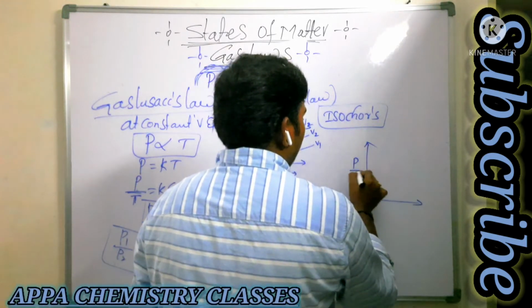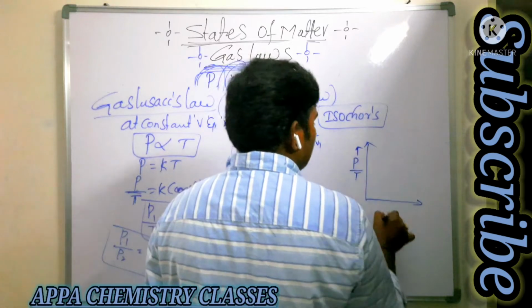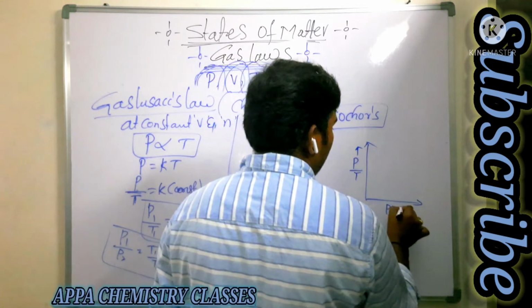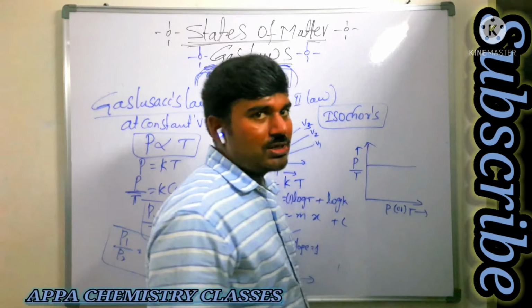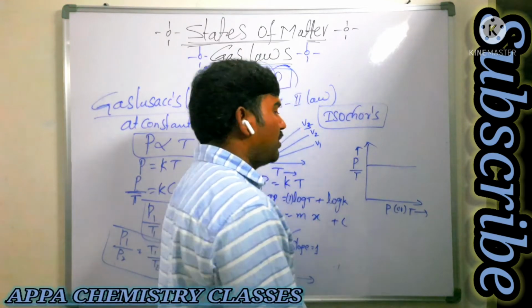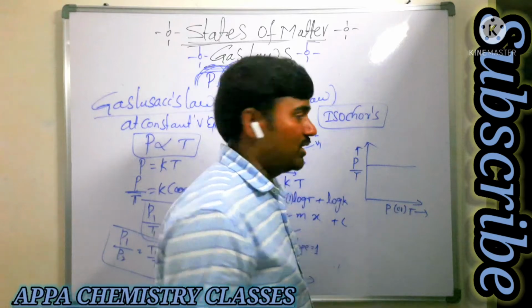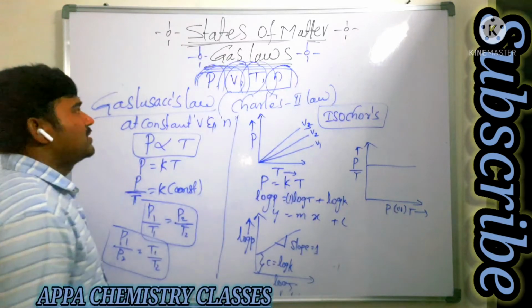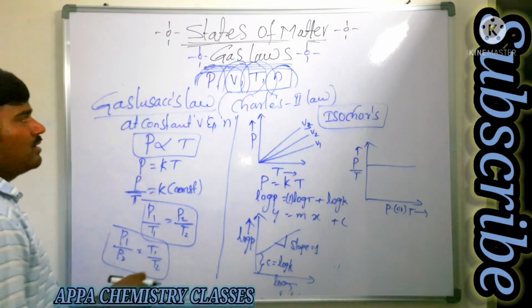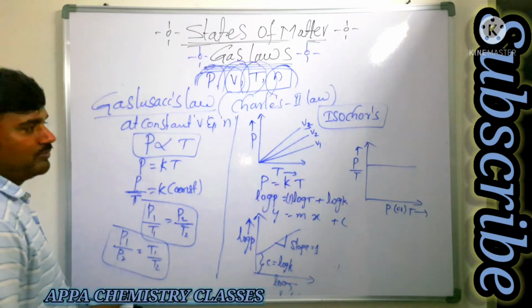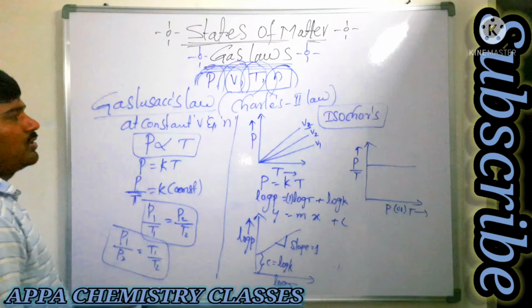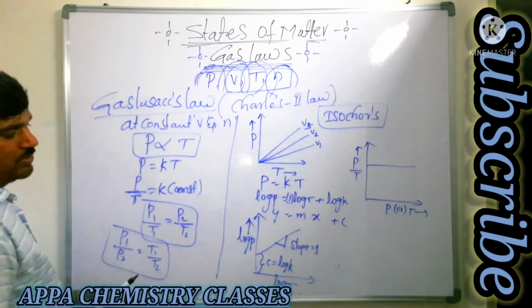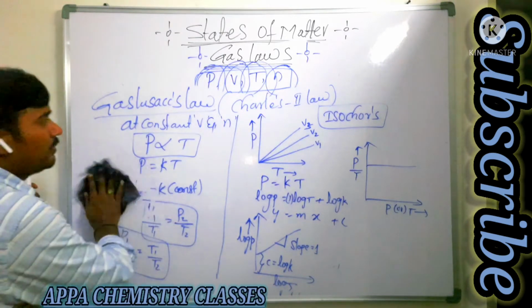Now you can take the P by T value on the y-axis. Whether you change pressure or temperature on the x-axis, the P by T value will remain constant. That is Charles' second law, or Gay-Lussac's law. Whatever graphs you get, those graphs are said to be isochores.